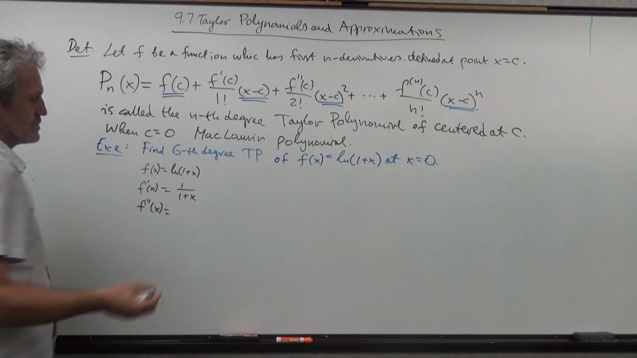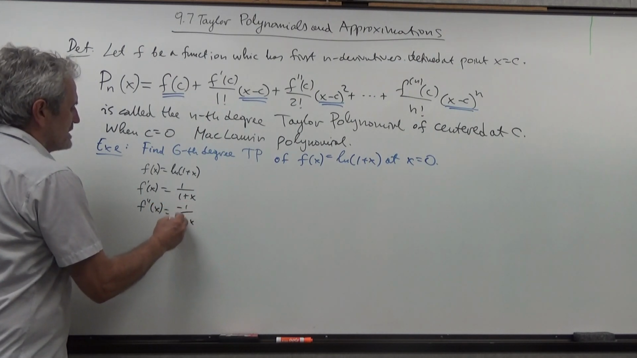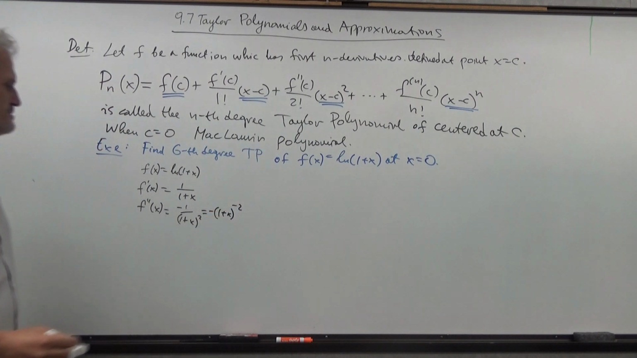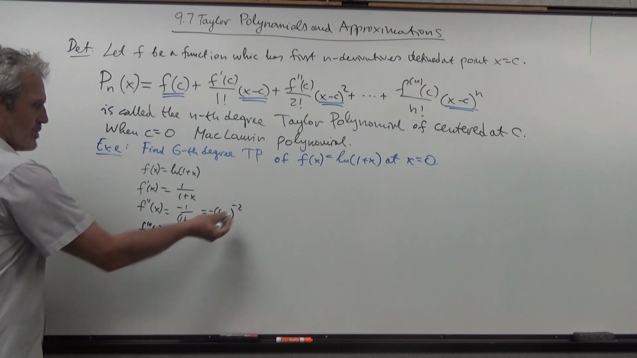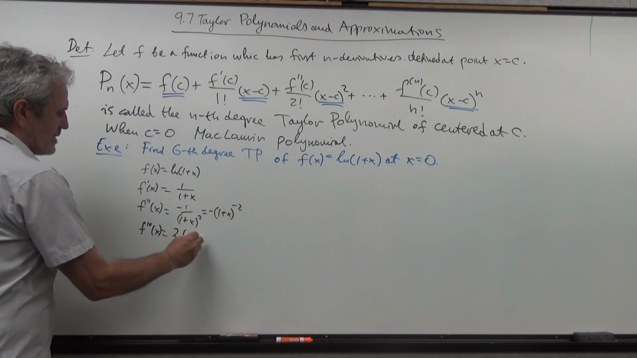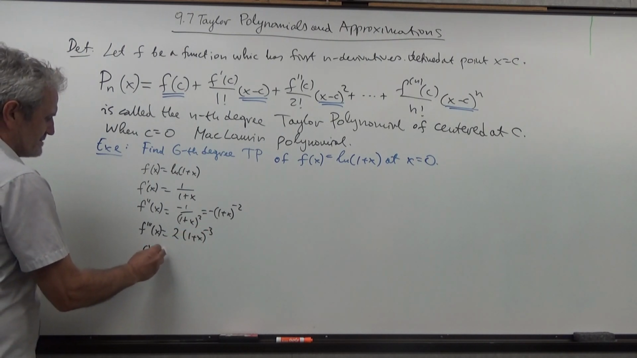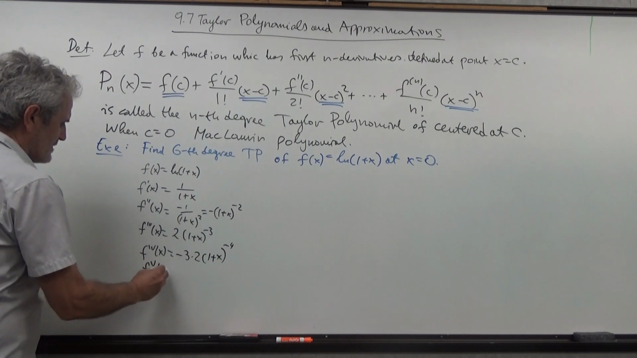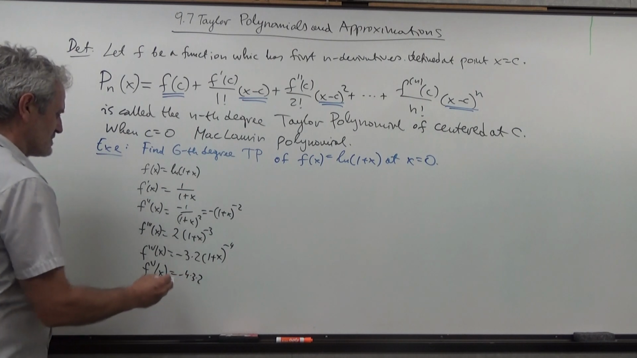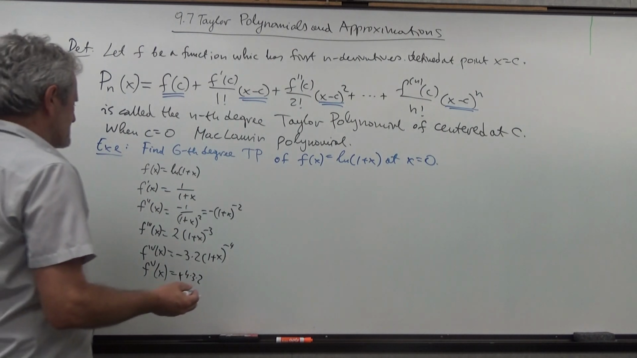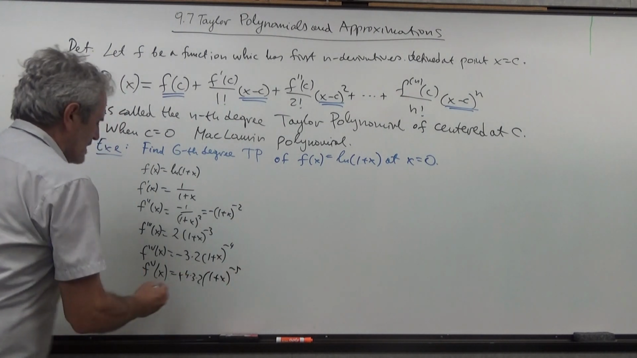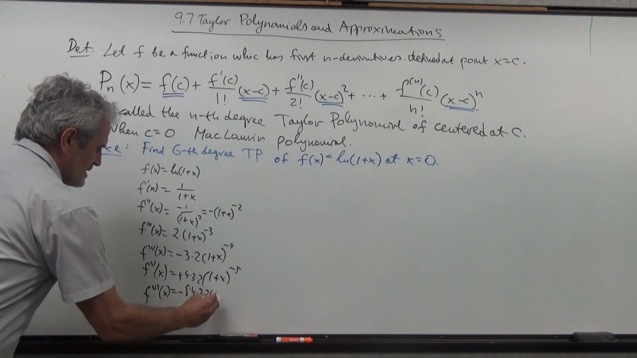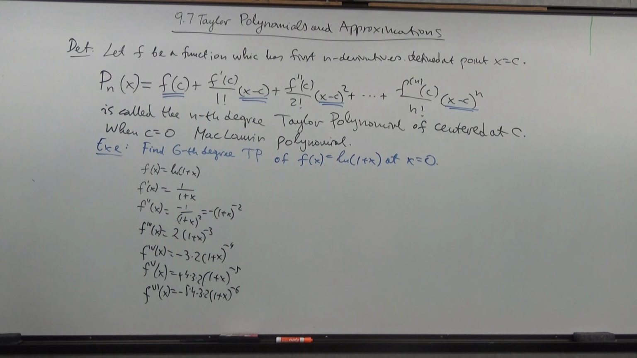Then the second derivative, using the quotient rule or the power rule with the chain rule, is negative 1 over 1 plus x squared. It's actually better if I write it as negative (1 plus x) to the negative 2. Because then it's ready for the third derivative, where negative 2 comes down, and we get positive 2 times (1 plus x) to the negative 3. Then the fourth derivative, where negative 3 comes down, so we get negative 3 times 2 times (1 plus x) to the negative 4. The fifth derivative will be positive 4 times 3 times 2 times (1 plus x) to the negative 5. And then the sixth derivative gives negative 5, 4, 3, 2, 1 times (1 plus x) to the negative 6. So we calculated all 6 derivatives.